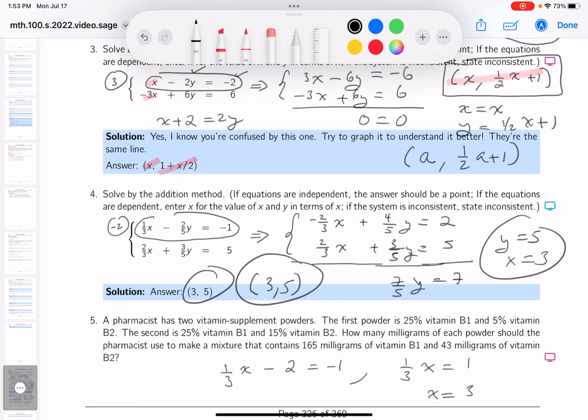What's my recommendation? Well, if the fractions are bothersome, get rid of them by multiplying by the least common multiple of the denominators, the LCD, and move forward when you have integer coefficients. It makes it easier for most students. Thank you.